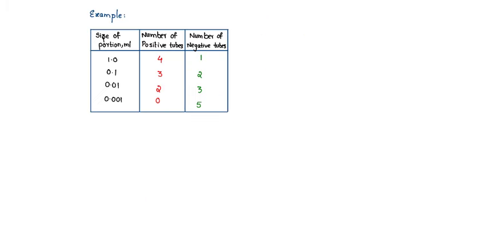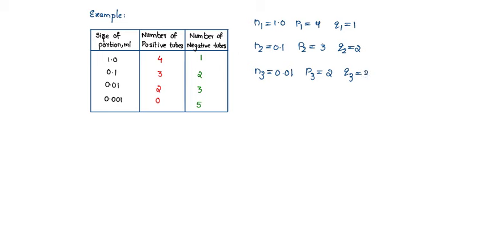Example. Now in this example N1 is 1, P1 is 4, Q1 is 1, N2 is 0.1, P2 is 3, Q2 is 2, N3 is 0.01, P3 is 2, Q3 is 3, N4 is 0.001, P4 is 0 and Q4 is 5.